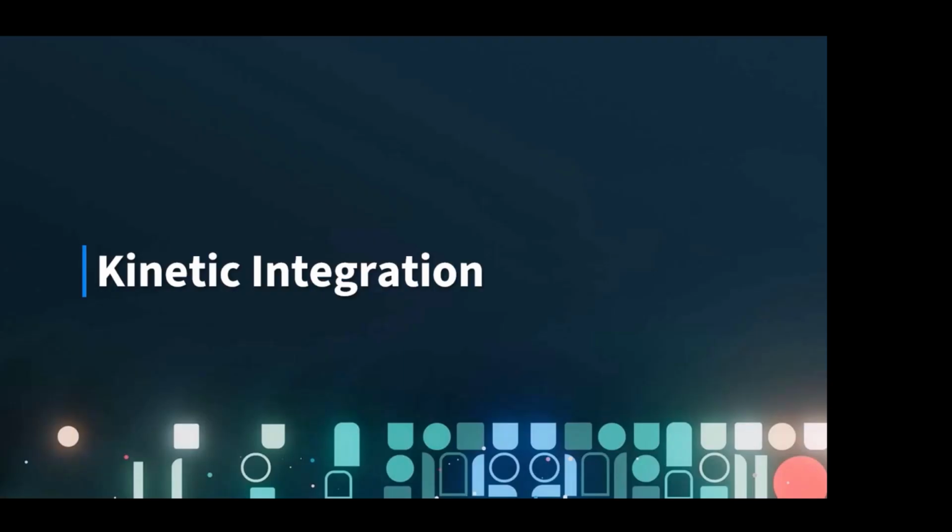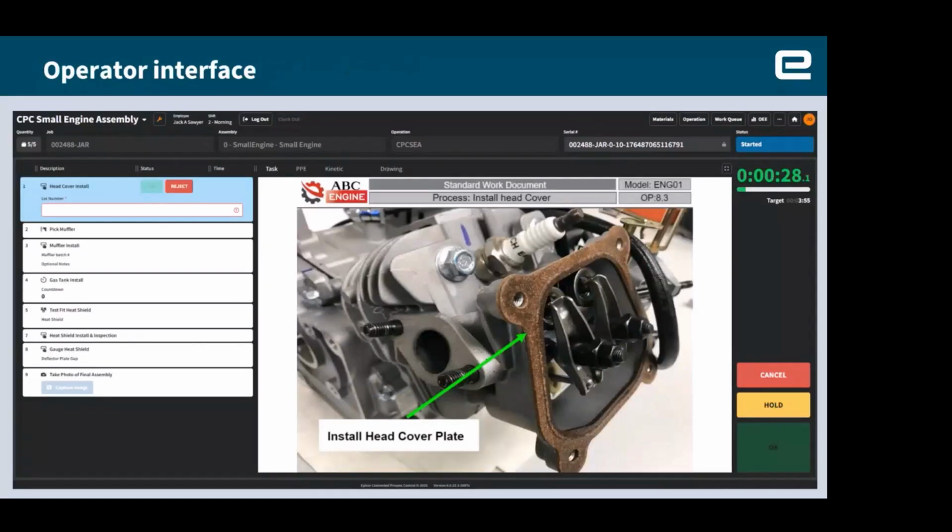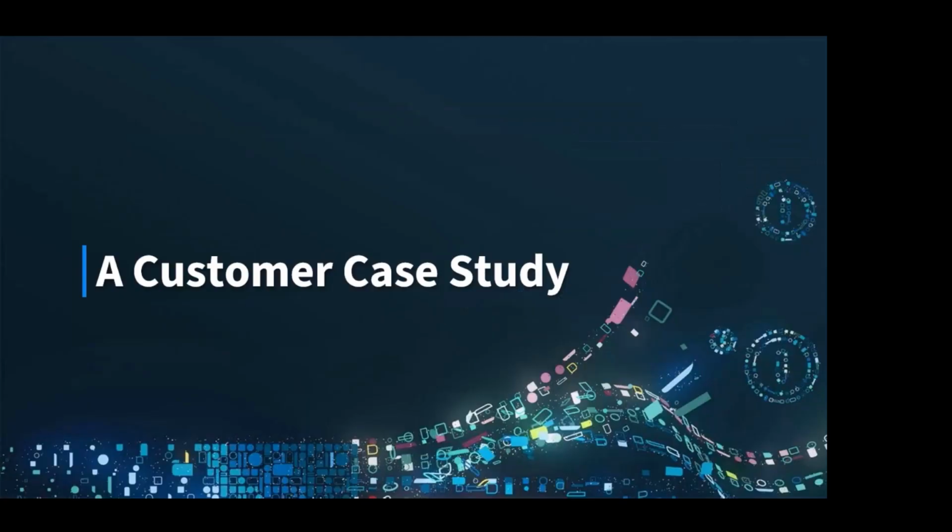So to talk a little bit about the Kinetic integration, we utilize what's called Data Fabric. And that is the means by which we would be communicating between Kinetic and CPC, with that data flow going back and forth. So Data Fabric would be the API. And so the operator interface that we're going to go into live looks just like this. And I'm going to explain as we go in live what all of this means and what's included on this screen.